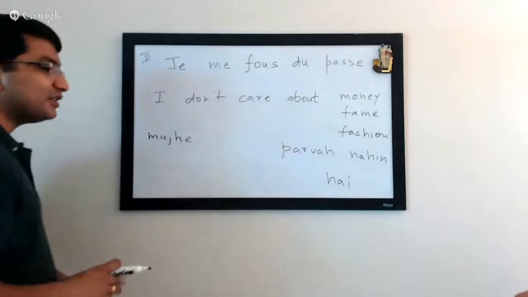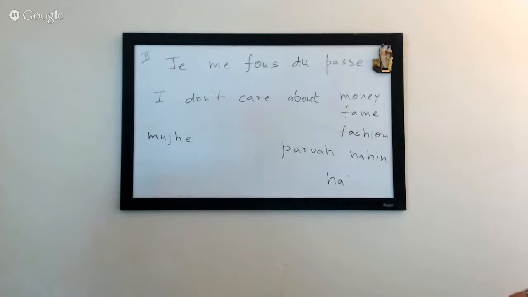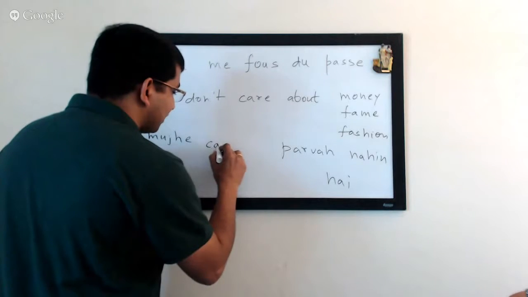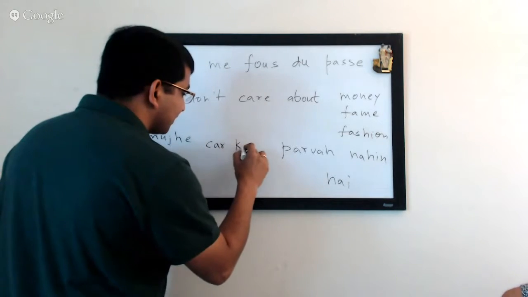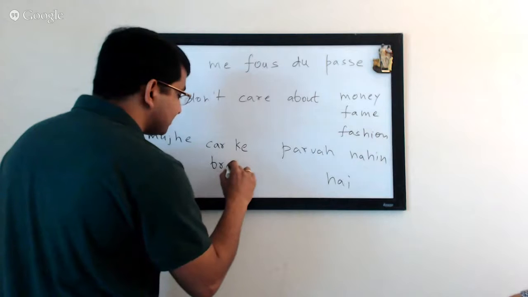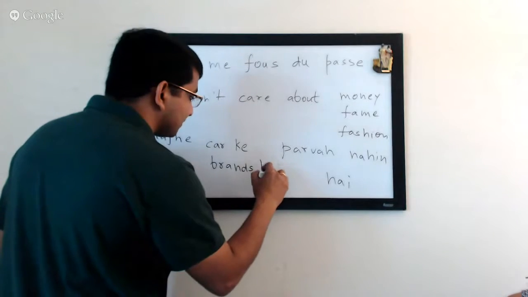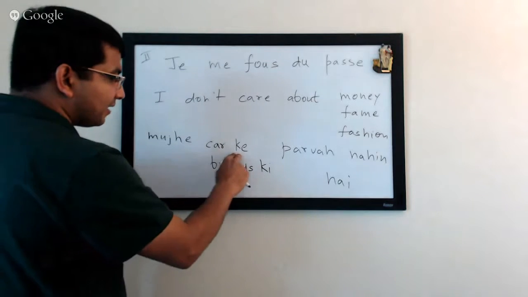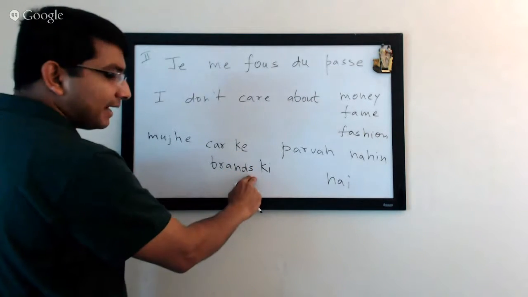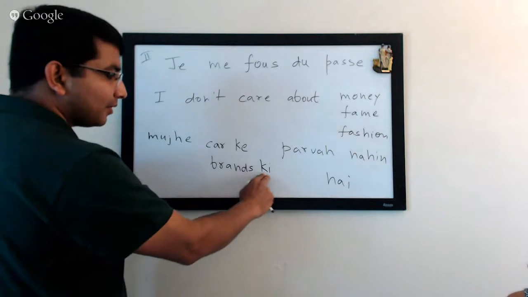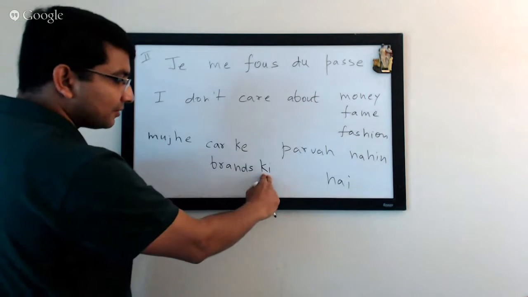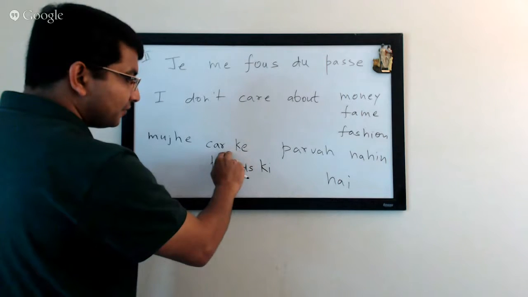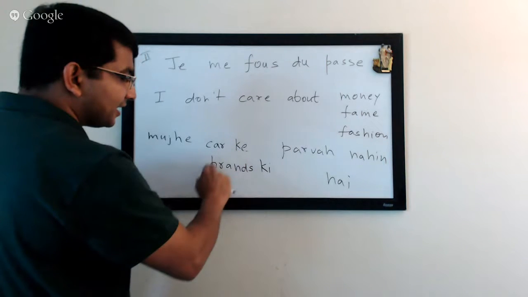The next one, which I generally don't care about, the brands of the car. You can say मुझे कार के brands की. So what you're saying is car ka brand, the brand of the car, but because you're using a postposition here, it will be car ke brands ki parwah nahi hai.